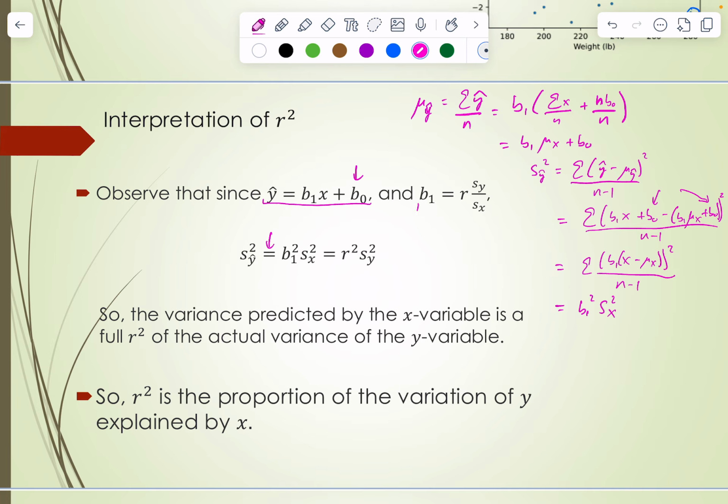Now remember that b1 equals r times sy over sx. And so b1 squared is r squared sy squared over sx squared. That's b1 squared. If I multiply by sx squared, then I just get r squared sy squared.